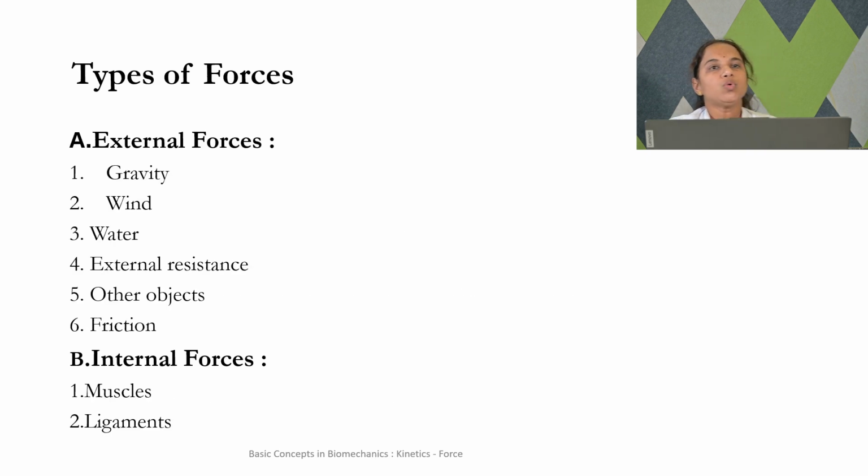There are two types of forces, that is external and internal forces. External forces which are occurring on our body, the first force is gravity. Gravity is always exerting a force on us. Secondly, wind, water, external resistance by therapists, various other objects like TheraBand, weight cuffs, etc., and the friction. These are the types of external forces, while the internal forces are muscles and ligaments.